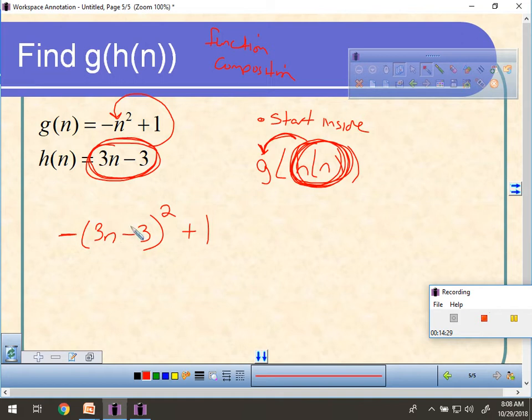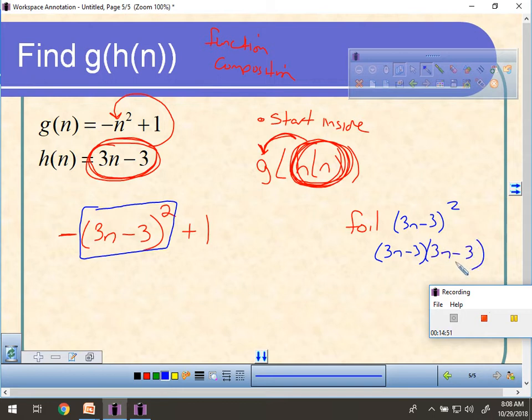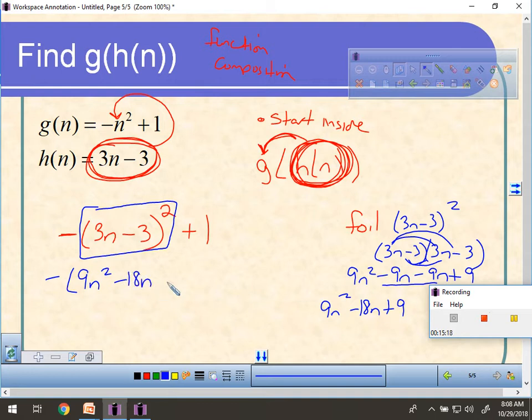Now, we're going to have to fix this, so I'm going to FOIL this out first and then distribute. So what I mean by that is I need to FOIL this out to simplify it. So what I mean by that is 3n minus 3 squared literally means 3n minus 3 times 3n minus 3. And so I'm going to FOIL this out, and I'm going to get 9n squared minus 9n minus 9n plus 9. And then I notice these two in the middle do not cross out, but that gives me negative 18n. A negative 9n and a negative 9n give me negative 18n. So that's what I get when I FOILed this out. So I've got negative, and then in parentheses, 9n squared minus 18n plus 9 plus 1. And so that's my FOILing part.